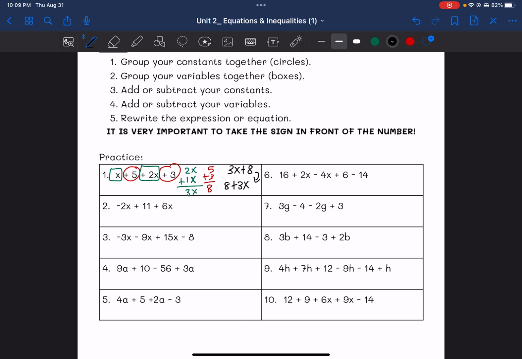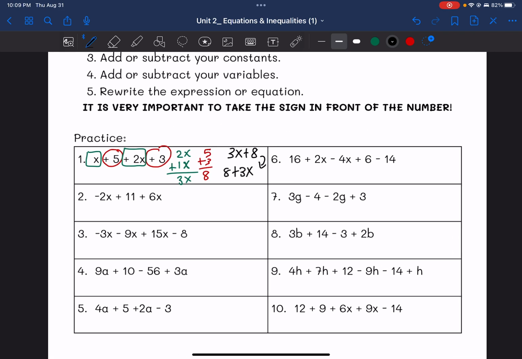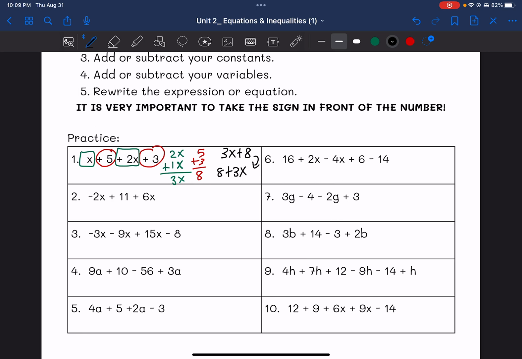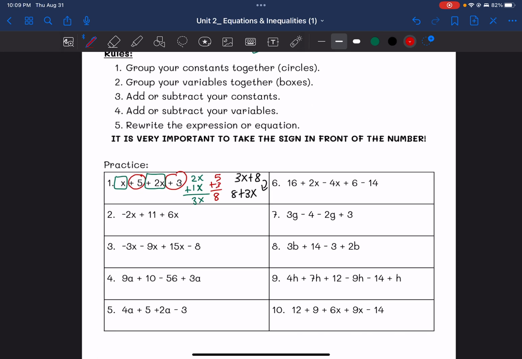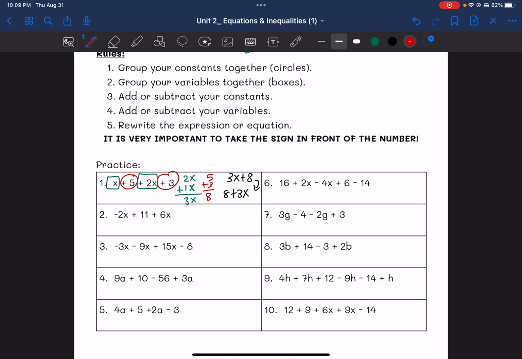Okay, now let's do the next question. Okay, we have negative 2x. So first step tells us to group the constants together. So I'm going to circle positive 11. I don't see any other constants. Okay. Now I'm going to box the variable terms. I see negative 2x and positive 6.